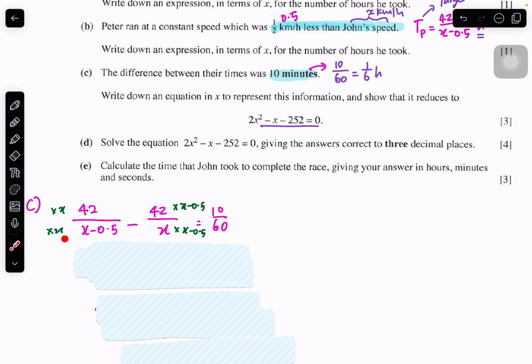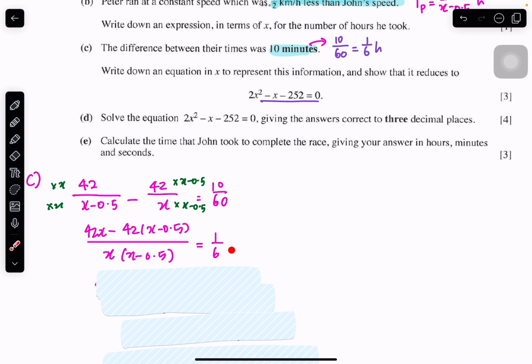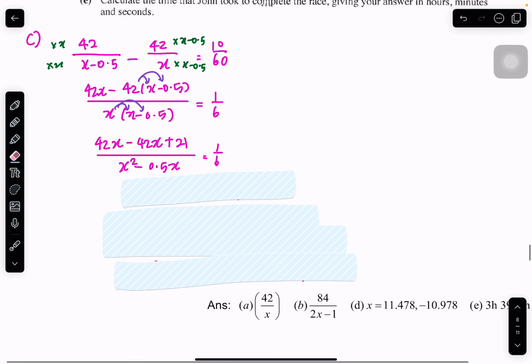Alright, so I will multiply the first fraction by x on both numerator and denominator, and multiply the second fraction by x minus 0.5, likewise for both numerator and denominator. With that, I would have an equation that looks like this. Okay, then all you need to do is to expand using the rainbow method, likewise for the denominator, and you will have this step.